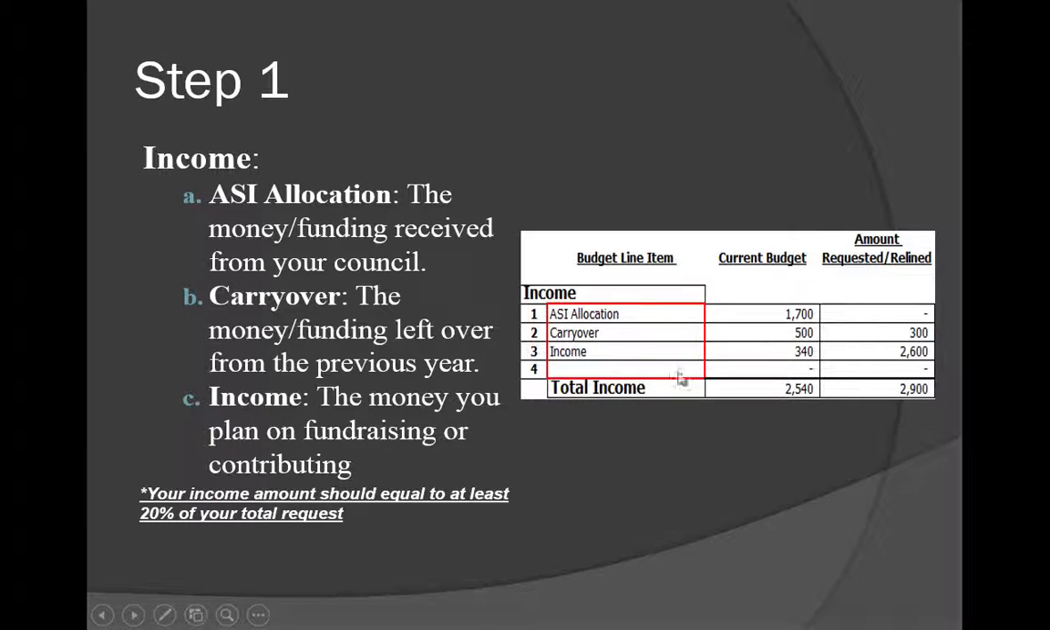So here we have our ASI allocation from the previous year. This is the money or funding received from the council, us, UBSS. Line item 2 is carryover, the money and or funding left over from the previous year. Income, the money you plan on fundraising or contributing from last year. Important, your income amount should be equal to at least 20% of your total request.